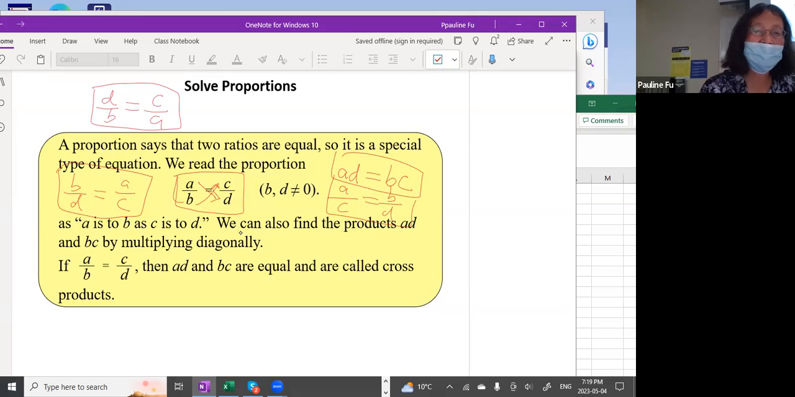And we call A times D or B times C by a terminology: cross products. A times D and B times C are cross products. Okay, questions?